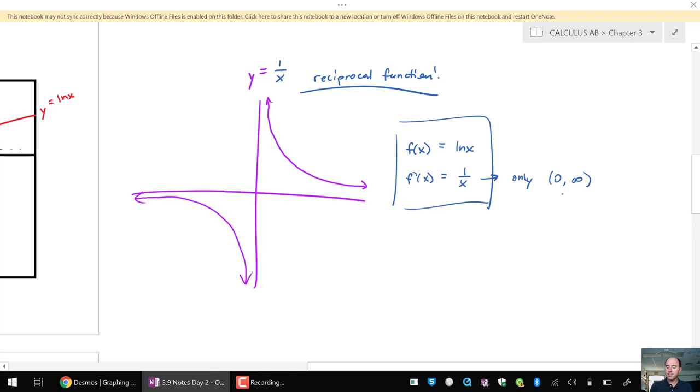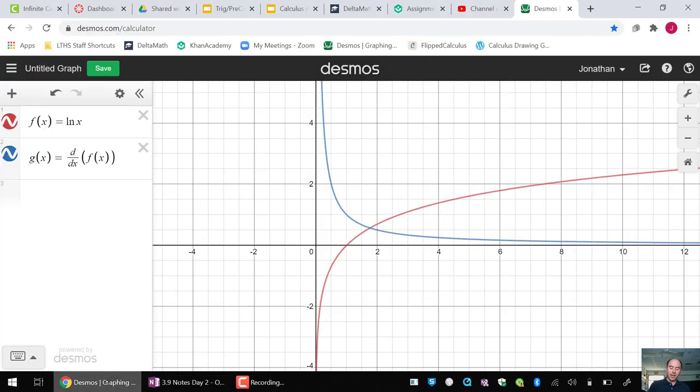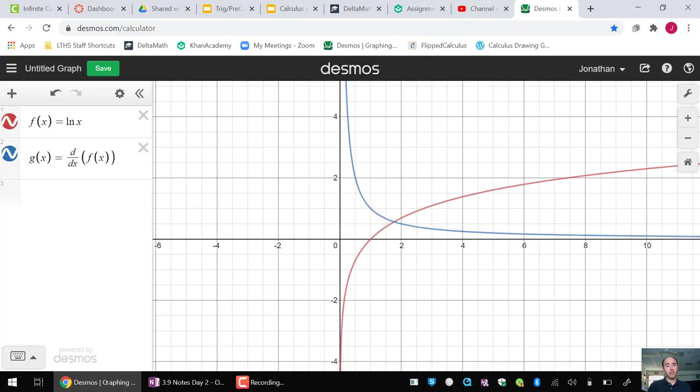But we want these domains to match. And so for this derivative, we're only looking at this upper right first quadrant section of the 1 over x reciprocal function. But that is, in fact, the derivative of the natural log function.